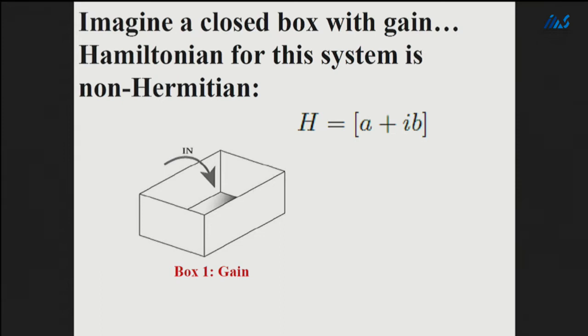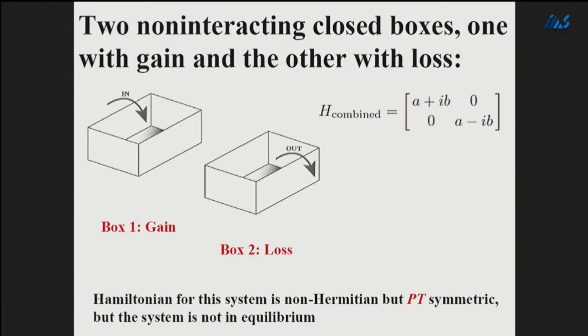So now, why not add another box? Here's a box where stuff is going in, and another box where stuff is going out. This box has gain, this box has loss, and the combined Hamiltonian is now a two-dimensional system. The Hamiltonian for this system is, of course, non-Hermitian, but it is PT symmetric. The simple way to see that it's PT symmetric is that under parity, you exchange the two boxes. And under time reversal, in becomes out, and out becomes in. That's all. Gain becomes loss, and loss becomes gain.